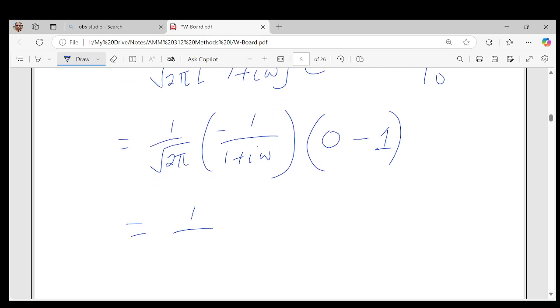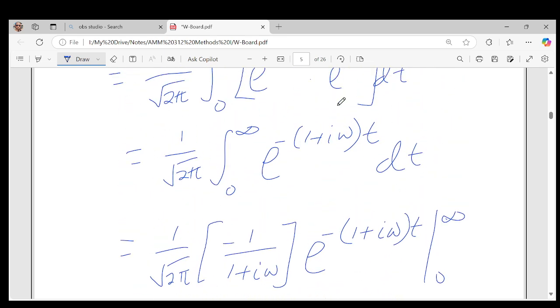So that the result we get is 1 over the square root of 2 pi times 1 divided by 1 plus I omega, which is the Fourier transform of the given function. The given function f of t was e raised to power negative t when t is positive and 0 elsewhere. So basically, this is how you can get the Fourier transform of various functions.